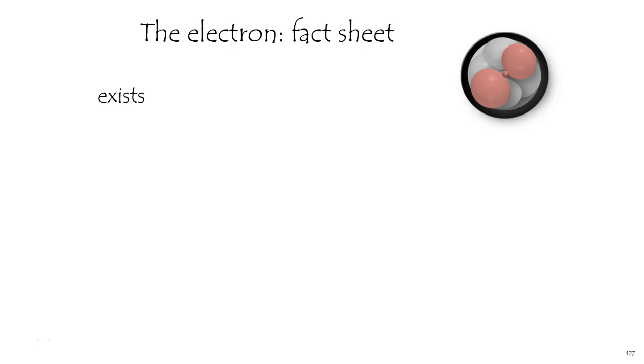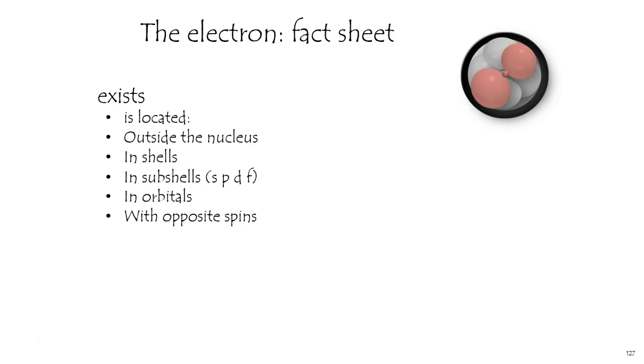This was determined by Thomson. It was located outside the nucleus. That was determined by Rutherford. They exist largely in shells, at least to a first approximation, and definitely for hydrogen. That is the work of Bohr. They can also exist in subshells. This is the work of Heisenberg and Schrödinger and others.